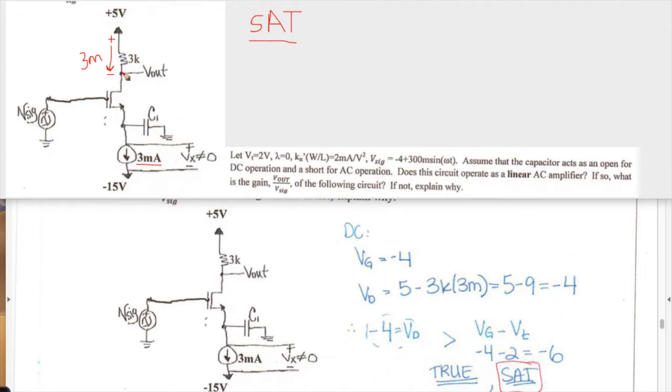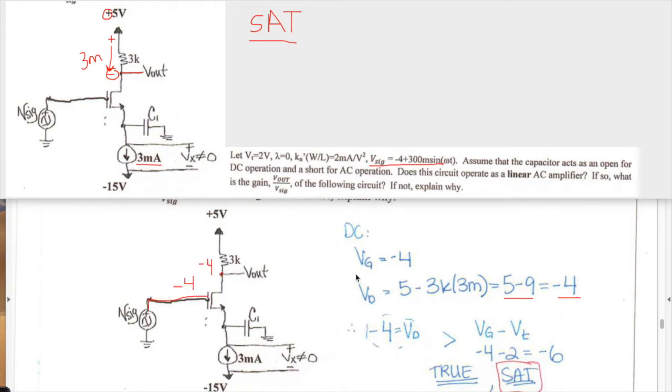If we take a loop to determine what V out, or VD, is, it's going to be plus 5 and then minus 3 milli times 3K. That gives us 5 minus 9, so VD is minus 4. The input is given here as V sig equals minus 4 plus 300 milli sine omega t. Since this is connected directly, with no capacitor, that DC value is going to be seen at your gate, so minus 4 at the gate. And then we said this one is also minus 4.